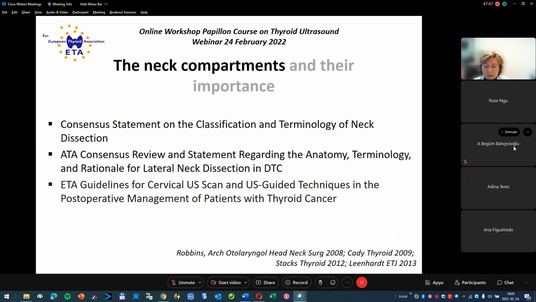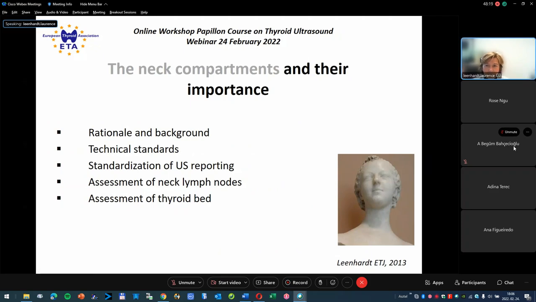So, my talk will be divided into two parts. The first one describes the neck compartments through three consensus that have been updated regularly. And the original one is from Robbins in 1998. And then after, the consensus from Caddy, the consensus from Stacks, and the last one from the ETA dedicated to ultrasonographists. And then in the second part of my talk, I will highlight the importance of this compartment. The rationale and background will be described. And then we go one step further, analyzing together technical standards, standardization of ultrasound reports, and we will assess neck lymph nodes and thyroid bed together.